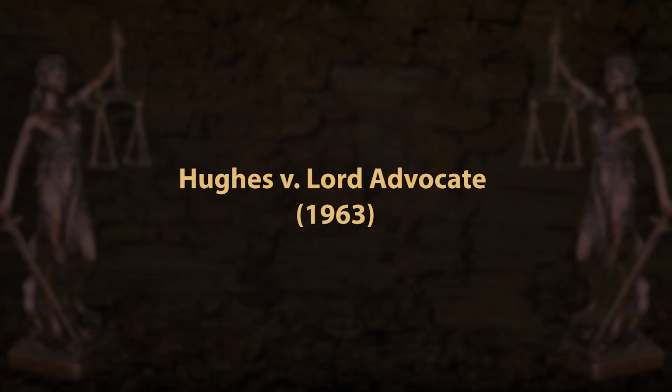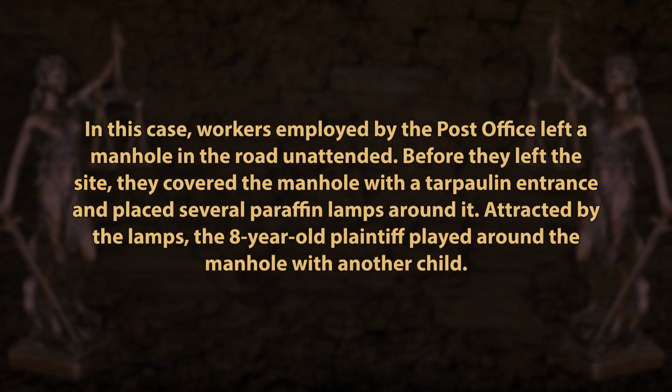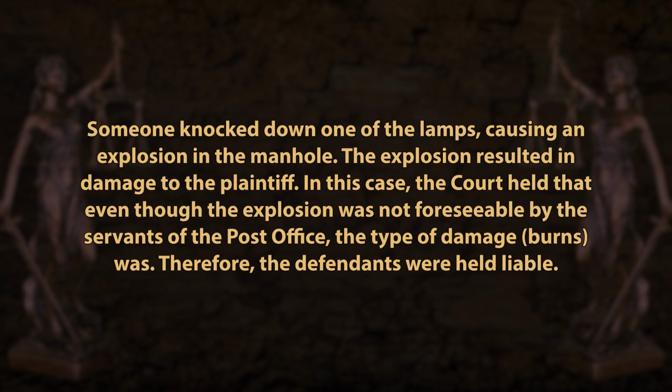Hughes versus Lord Advocate, 1963. In this case, workers employed by the post office left a manhole in the road unattended. Before they left the site, they covered the manhole with a tarpaulin entrance and placed several paraffin lamps around it. Attracted by the lamps, the 8-year-old plaintiff played around the manhole with another child. Someone knocked down one of the lamps, causing an explosion in the manhole. The explosion resulted in damage to the plaintiff. The court held that even though the explosion was not foreseeable by the servants of the post office, the type of damage, that is burns, was. Therefore, the defendants were held liable.